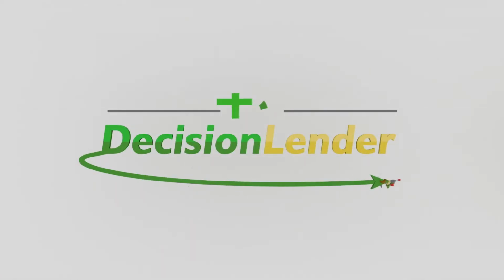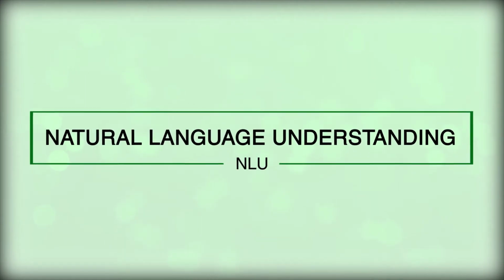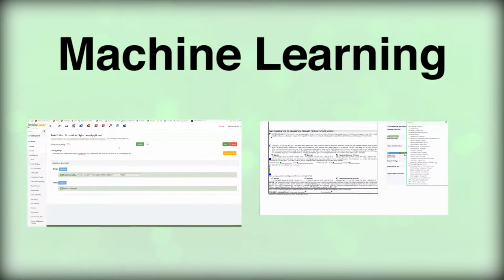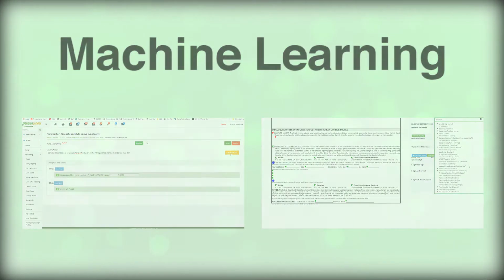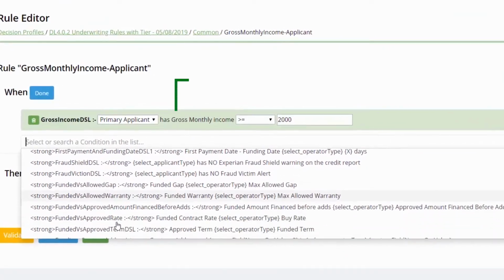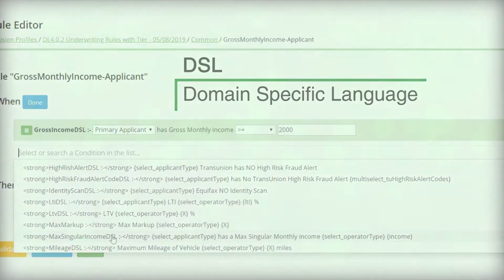In this video, we will showcase AI machine learning in DecisionLender 4. DecisionLender 4 can utilize natural language understanding, NLU, and machine learning, which makes editing rules and document mapping easier than ever. In DecisionLender 4, machine language is expressed in the form of DSL, or domain-specific language.